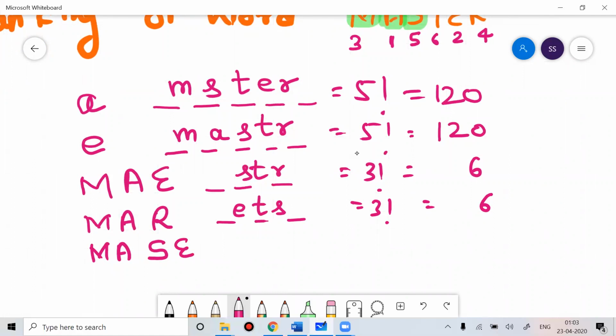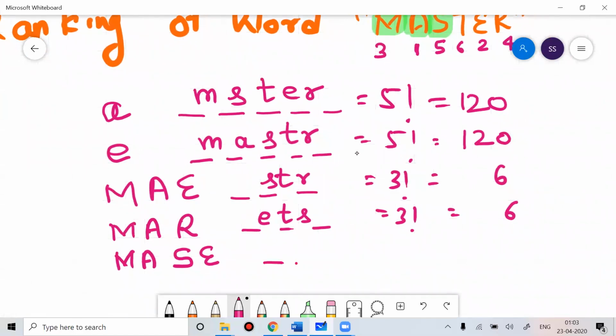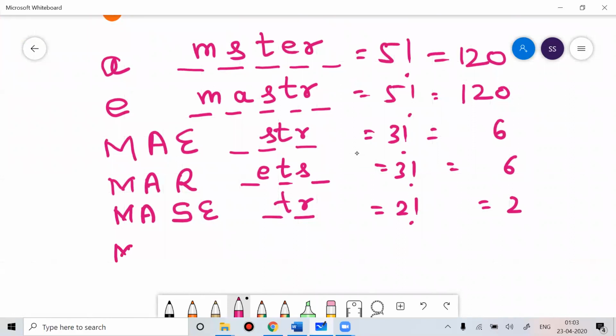E will come. But what do you want? For master, I want T. So with MASE, how many can you make? 2 factorial. Okay. So what is left? T and R.